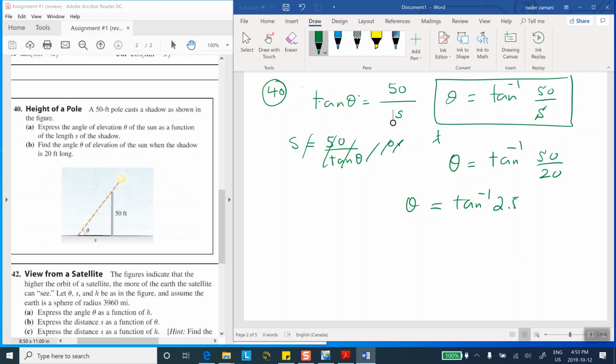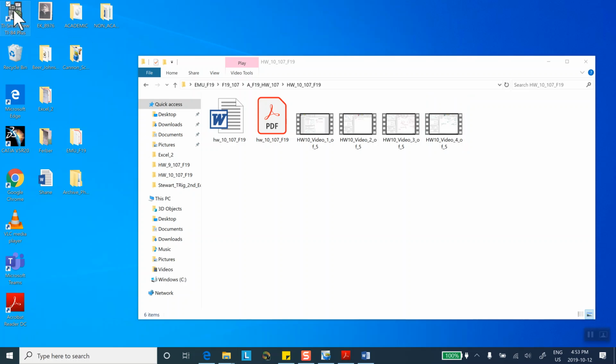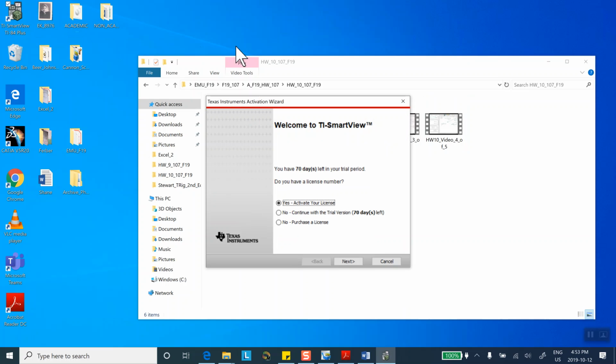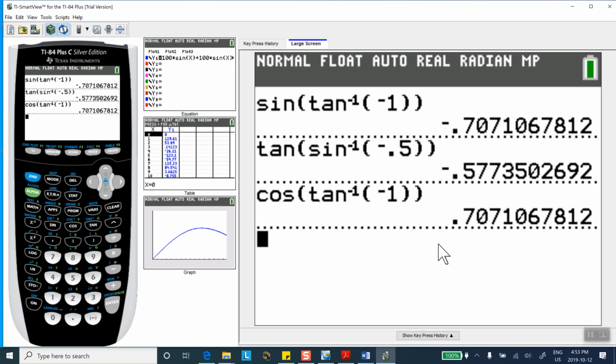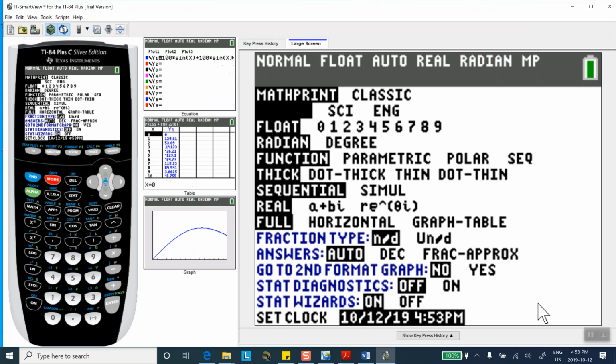Now, if you want the angle in degrees, we have to do this with our calculator, of course. Make sure that the calculator mode for angle is in degrees. Right now it's in radians, so let me switch it to degrees. Okay, it's okay now.